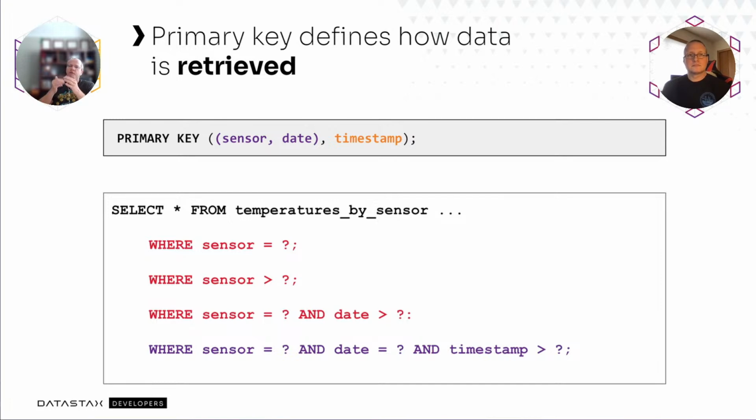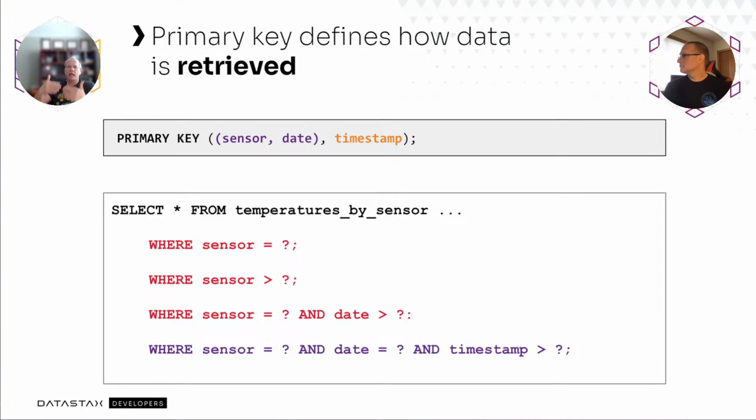Okay, for example, we cannot select from this table where sensor equals something, because we have to specify the complete partition key to retrieve data from this table. So we cannot retrieve based on just sensor ID, based on a partial partition key. We cannot do inequality on any partition key columns. So we cannot say greater than, we cannot say where sensor equals something and date is greater than something. We cannot do that. For the partition key, it's only equality.